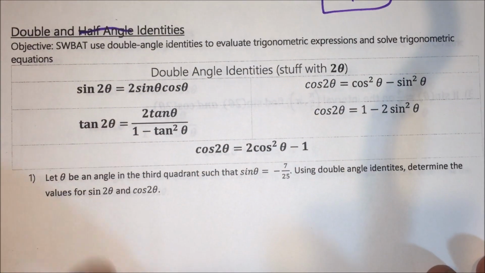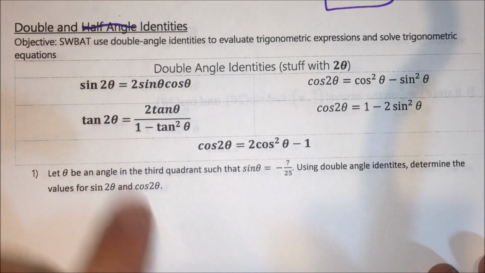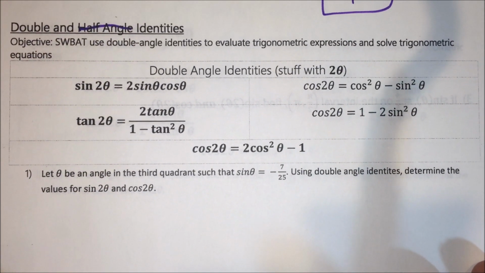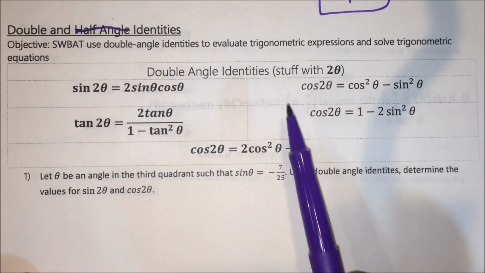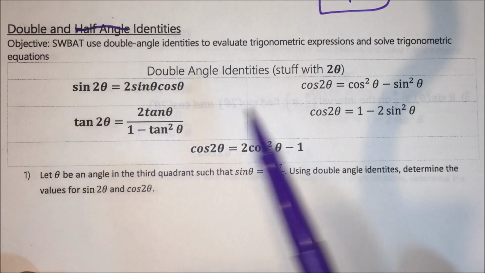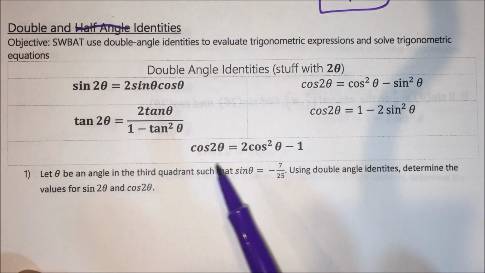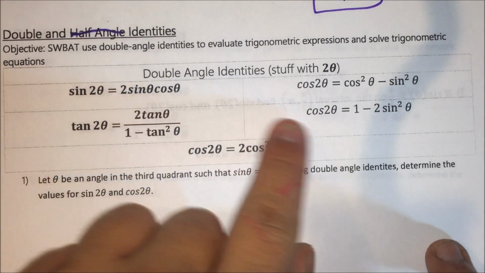Today we're going to talk about double and half angle identities. Well, we're actually not going to talk about half angle. There are those cases, but we're going to skip over them. We're just going to talk about double angle, stuff with 2 theta. Double obviously means 2, so we're going to talk about what happens when sine or cosine has a 2 attached to the theta. So here we have some identities.